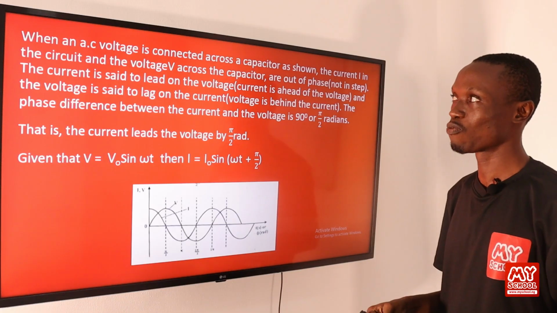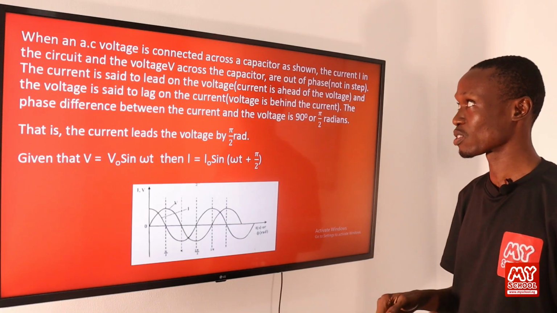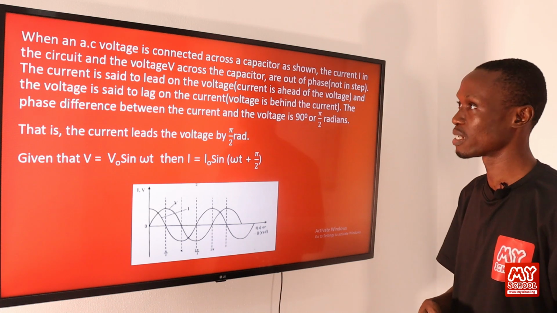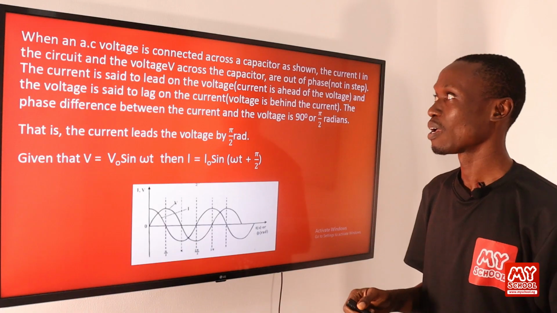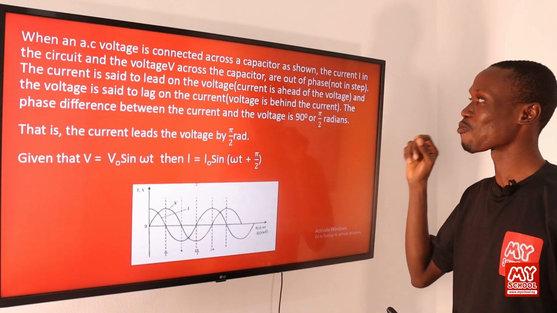So when an AC voltage is connected across a capacitor as shown, as was seen in the previous slide, the current I in the circuit and the voltage V across the capacitor are out of phase.